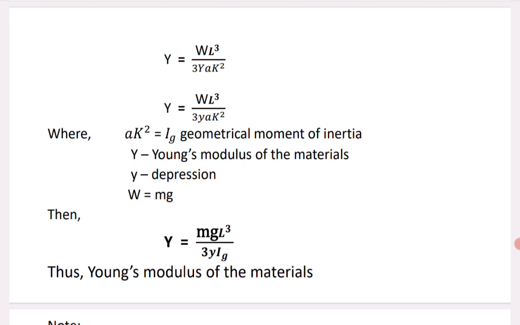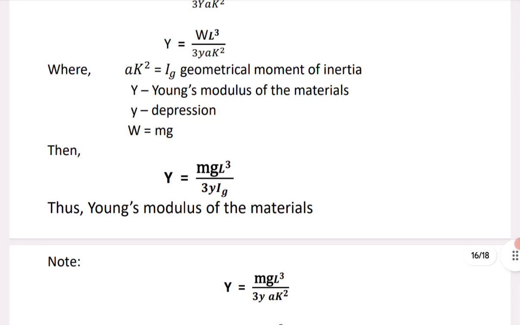So this is the expression for Young's modulus, where Young's modulus Y = mgL³/3yIg, where m is the mass in the scale pan, g is the acceleration due to gravity, 9.8 meter per second square, L is the original length of the beam or cantilever. Here small y gives the depression, and Ig is the geometrical moment of inertia. So this is the expression for Young's modulus of the material.